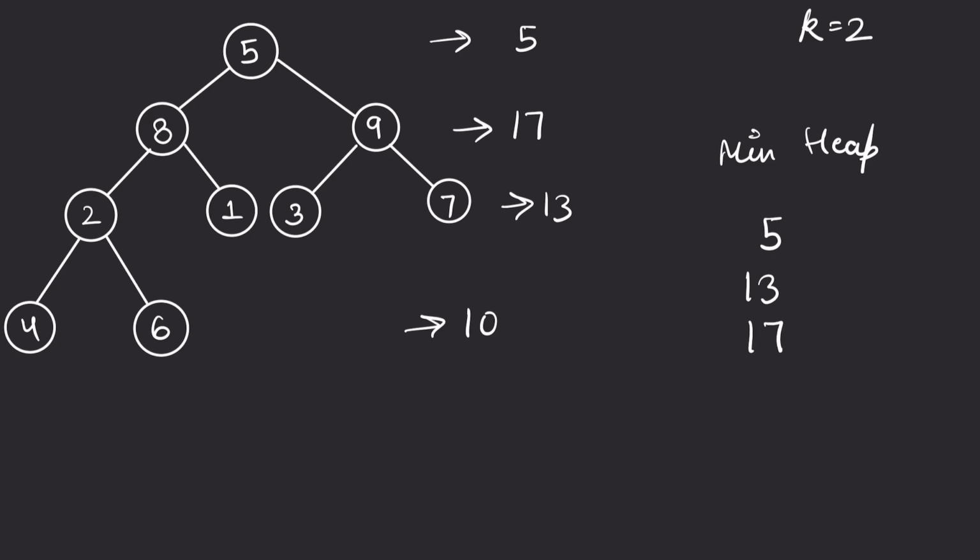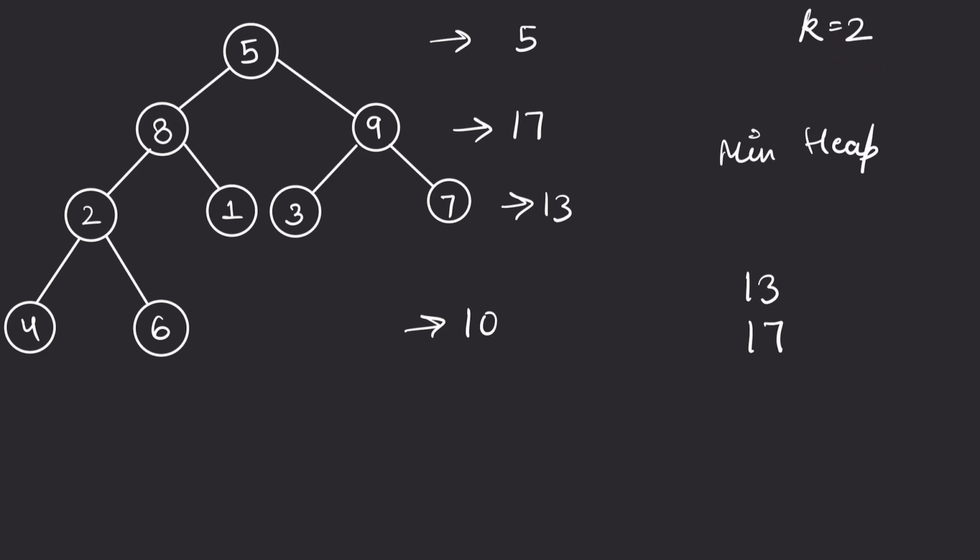But now the size of the min heap has become greater than k, right? So that's why we will pop one element out, that is the top element. So we will pop this 5 out. Now only 13 and 17 are present. Then you will calculate the sum for this level, which will be 10. Then you will push 10 here. Now again the size of the heap is greater than k, so we will pop the first element out, so it will pop 10. So now the top of the heap, which is 13, will be your second largest sum, right?